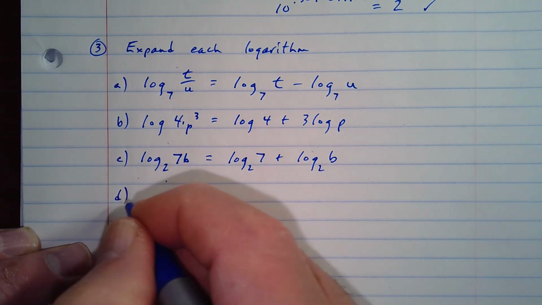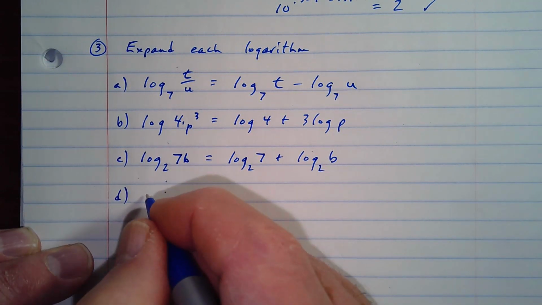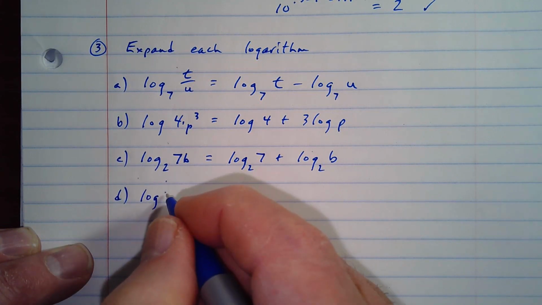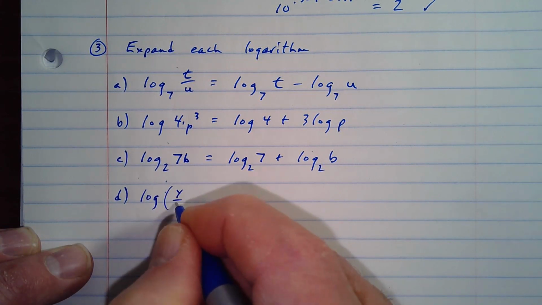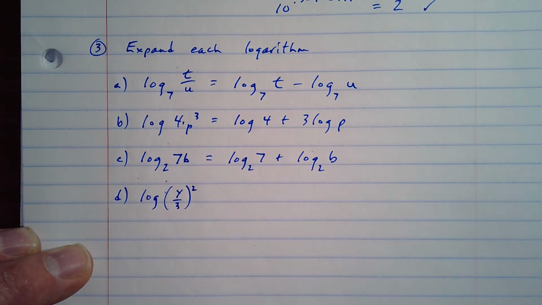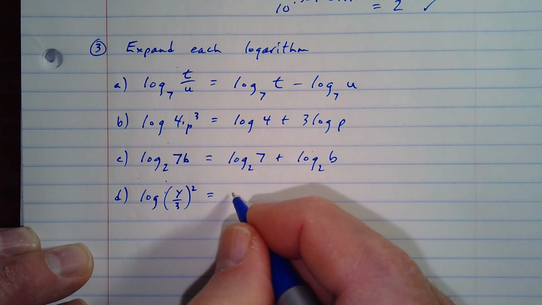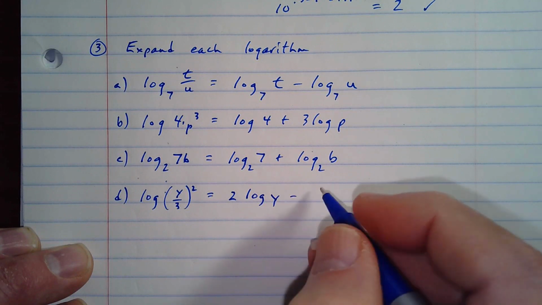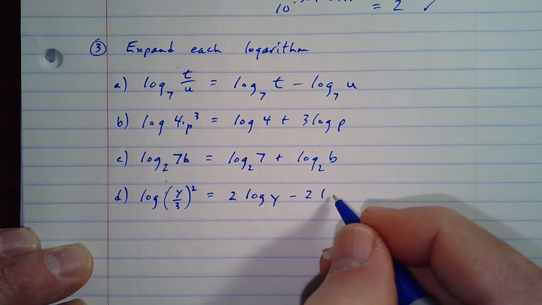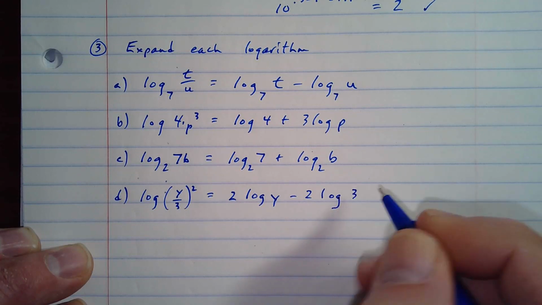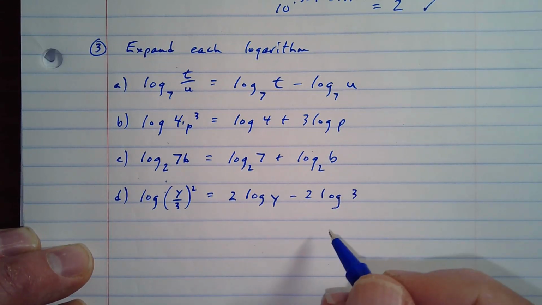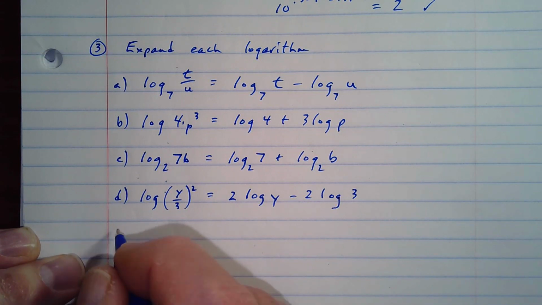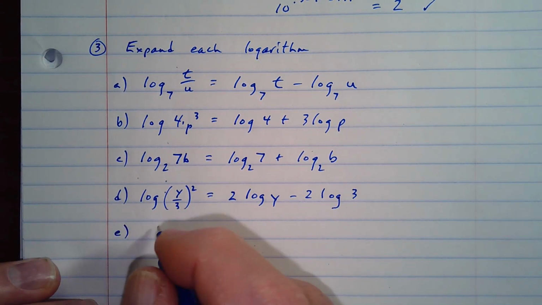Two more. All right, how about this one? Log of the fraction y over 3 squared. Give you a little pause here, see if you can do that one. This one you should have had 2 log of y subtract 2 log of 3. This was a common log again, so if you had base 10s written in there, that's fine. Don't need to, though.